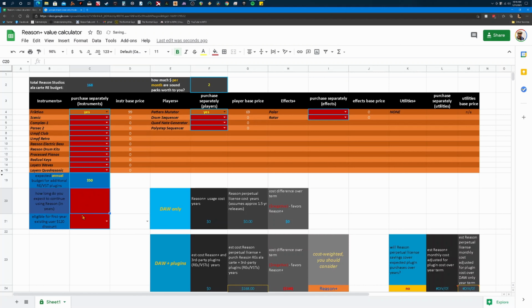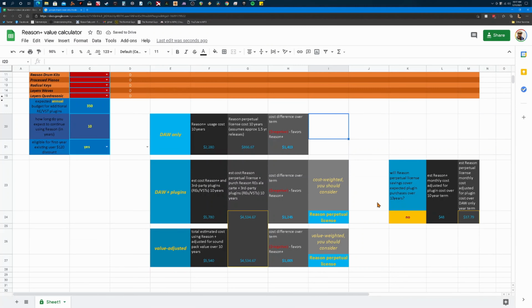And then the big question here is, how long do you expect to continue using Reason in years? So obviously, I'm just going to put in probably 10 years, probably more than that, but just to get a sense of what we got here. And that's what's going to drive the rest of this calculation over here. And then this last question is just, are you eligible for their first year existing user $120 discount for Reason Plus? So if you're an existing user, you can choose yes, and that will factor into the calculations.